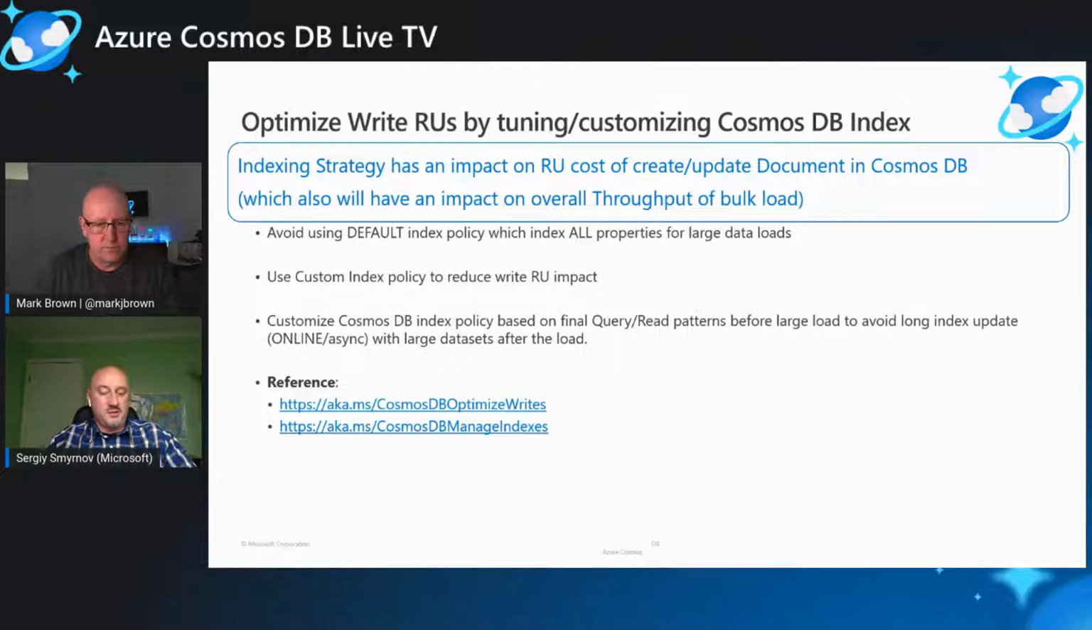Use custom index policy to reduce write RU impact and amplification, and customize the index policy based on final query patterns. Basically, if you need to load terabytes of data into Cosmos, what I've seen is customers try to either disable indexing or only index ID and then load it. And then after that, they start updating the index policy. But an index policy update, while it's an online async operation, will still take time. So if you already know what those are upfront, put them right in the index policy.